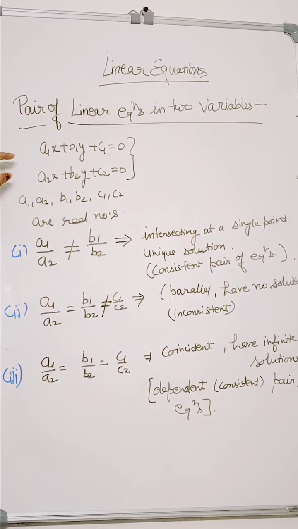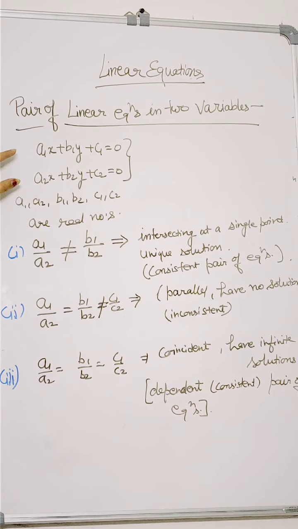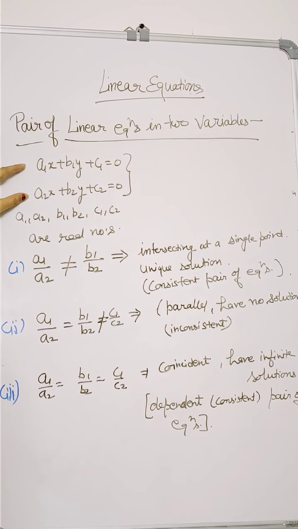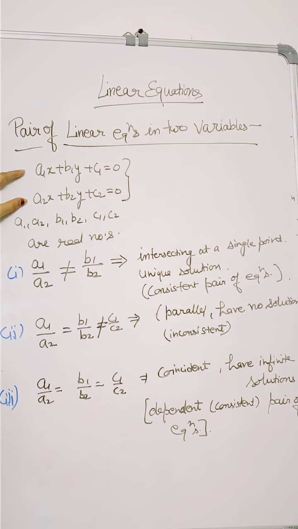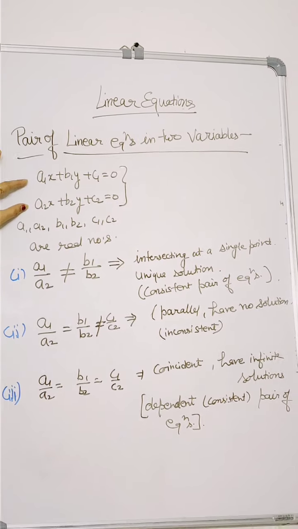Here we see that if a1 upon a2 is not equal to b1 upon b2, then it means that the lines intersect each other at a single point, and this pair of linear equations has a unique solution. This is called a consistent pair of equations.